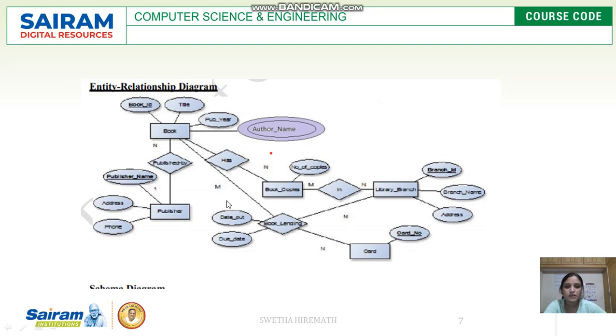So book, publisher, book copies, card number, and library branch. All these are the tables which we are going to create, and we are also making use of the attributes here. Book ID is the primary key, and this primary key has to be underlined in order to differentiate it from the other attributes used in the table. Once the entity relationship diagram has been completed, it will be easy for us to analyze how it is actually going to work.